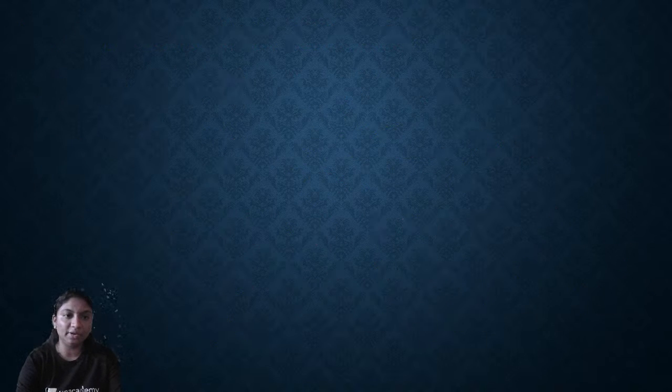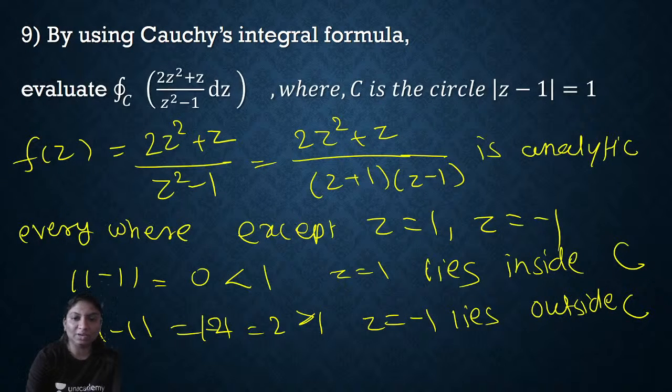Now see how to evaluate this type of integral. So here z is equal to 1 is a point. Here z is equal to 1 lies inside the curve C.